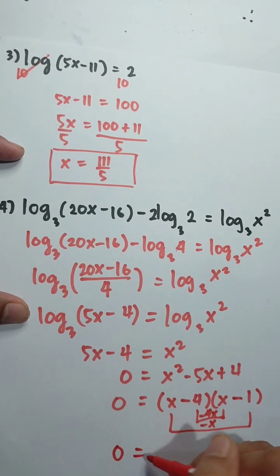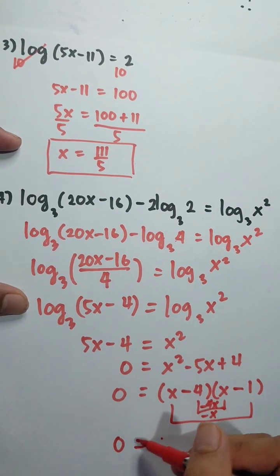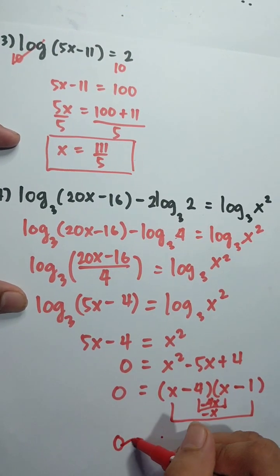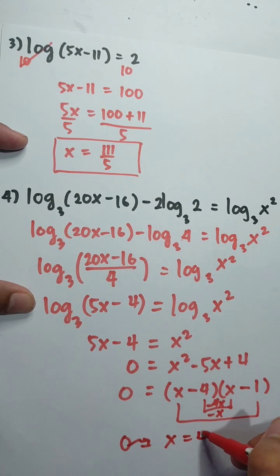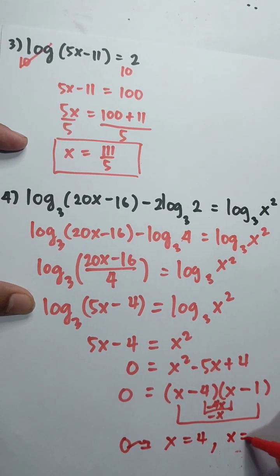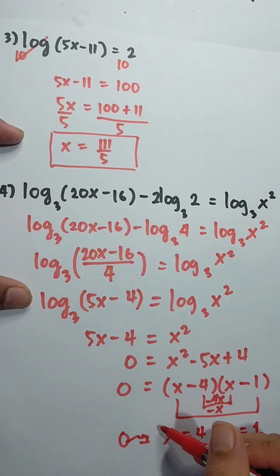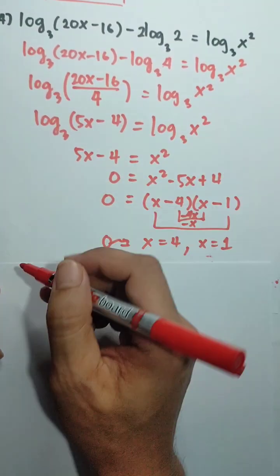So this is now, we can now solve for x. So x equals 4 and x equals 1. So these are the possible solutions. Let's check our answer.